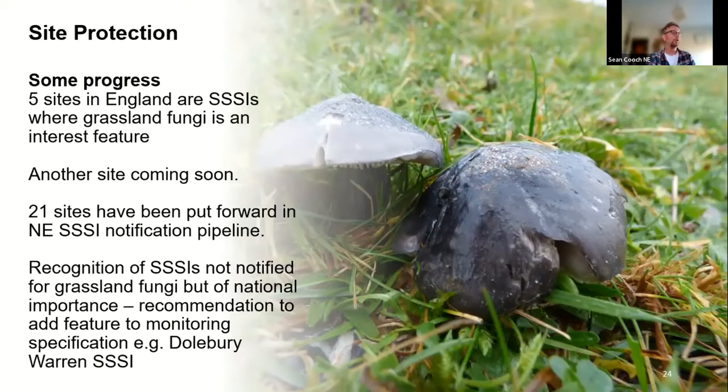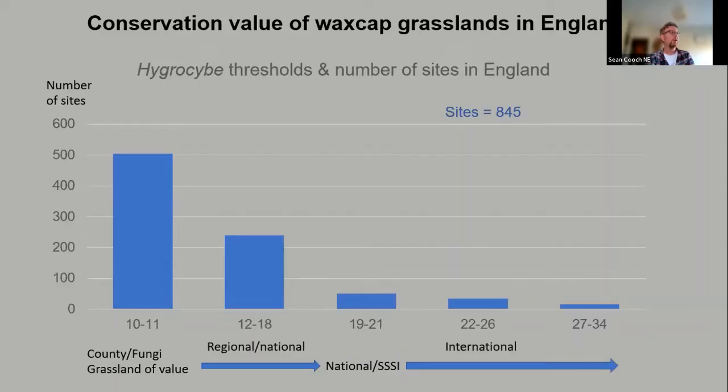So that's really encouraging. But also importantly, on those protected sites, we've also been able to identify from the database SSSIs that have grassland fungi as an interest feature, but weren't notified for that. As an example, Dolby Warren in North Somerset, we found out that it's an incredibly important site from assessing the data. And the next stage will be to include those sites in the condition monitoring for those sites. So that's ongoing work.